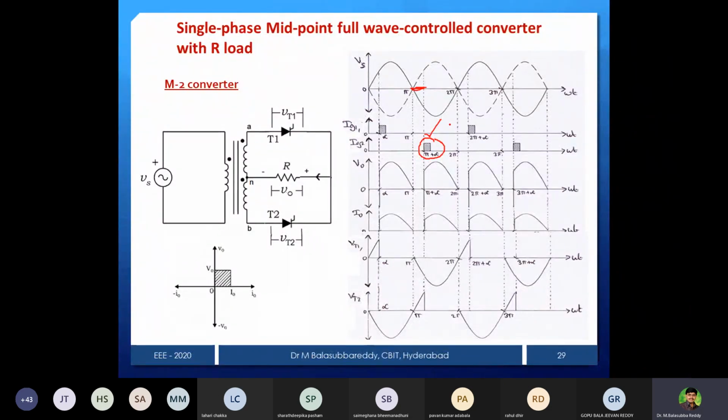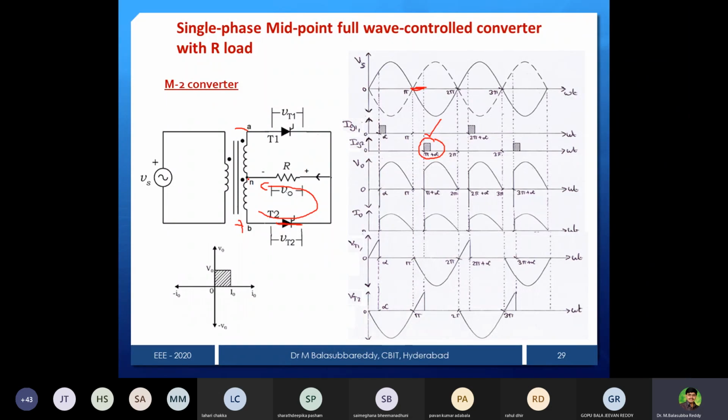At omega t equal to pi plus alpha, thyristor T2 starts conducting, because we are passing the firing pulse. Once thyristor T2 is conducting, what is the current during the negative half cycle? This is minus, this is plus, no? Now current is passing like this. Write the point B, T2, O and R, then N. So that is the current direction. Therefore, the thyristor is conducting from pi plus alpha to 2 pi.